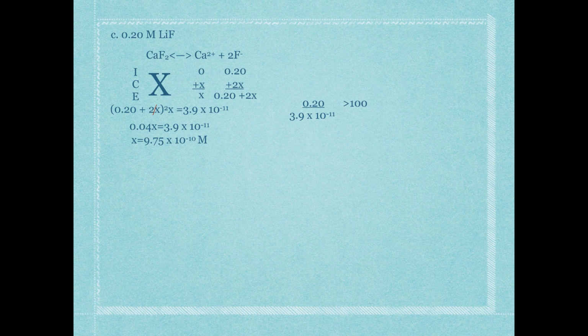Notice for both B and C, the molar solubility is much smaller than for A, which shows you a mathematical application of the common ion effect.